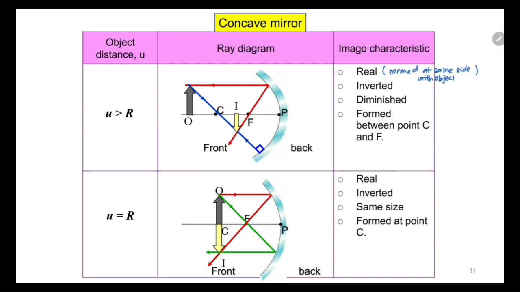The image is inverted and diminished. Diminished means the image is smaller than the object, and the image forms between point C and point F. If you put your object at point C, the image you get is real, inverted, and the same size, and the image is also located at point C, same as the object.